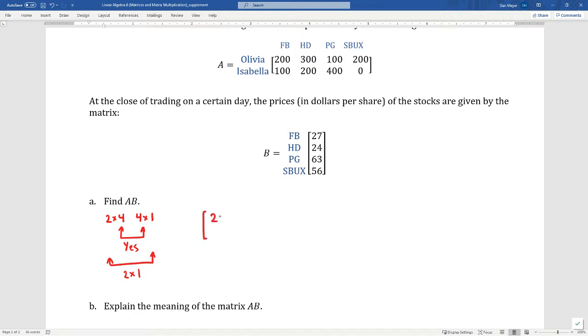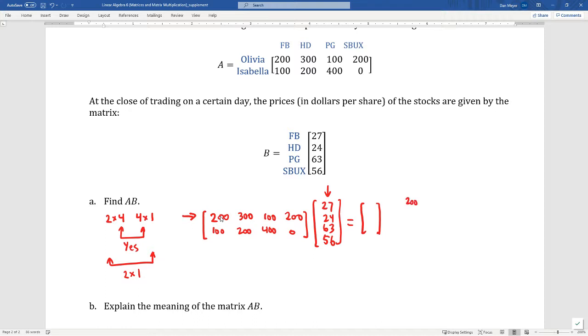So I take matrix A, 200, 300, 100, 200, 100, 200, 400, 0. When I take that matrix times the B matrix, 27, 24, 63, 56, that'll give us a 2 by 1 matrix. So there's going to be 2 entries that we need to find. The first entry, we'll take our first row times the only column.